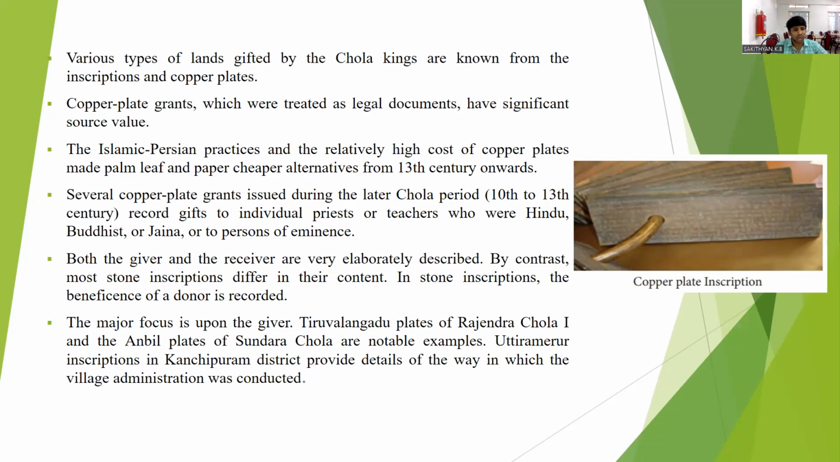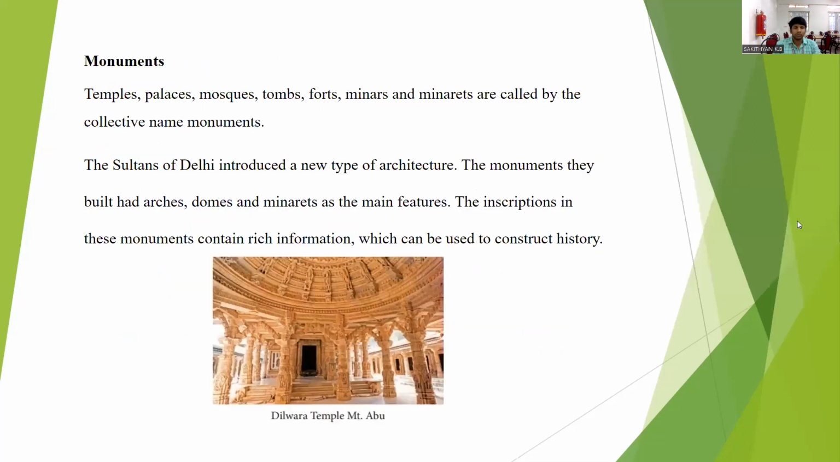In stone inscriptions, the beneficence of a donor is recorded, and the major focus is upon the giver. The Tiruvalangadu plates of Rajendra Chola I and the Anbil plates of Sundara Chola are notable examples. The Uttaramerur inscriptions in Kancheepuram district provide details of the way in which the village administration worked.